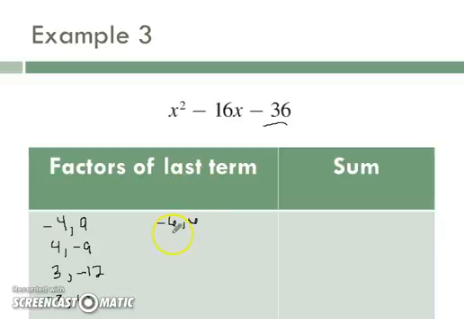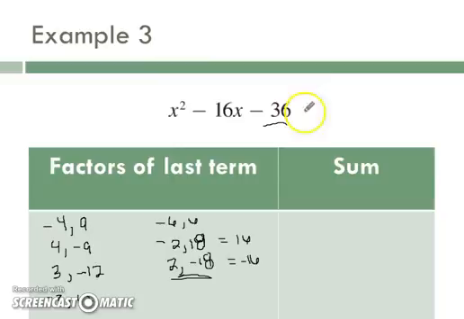I could also do a negative 2 and a positive 18. Oh, this one here actually should be 18, 2 and 18, not 14. So a negative 2 and a positive 18, this would equal a positive 16. So we're close. Then this one, a 2 times a negative 18, when I add those two equal a negative 16.